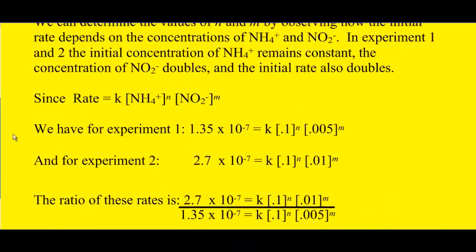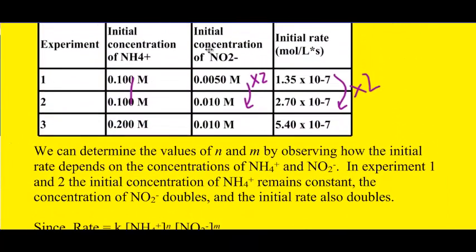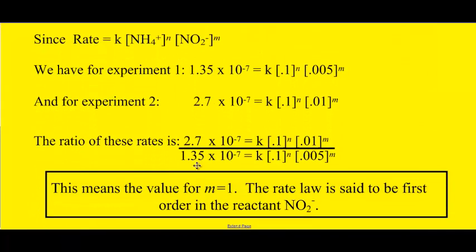Okay. What I've done is I just plugged in data. I took our rate law, and for experiment 1, I wrote the rate, which is 1.35, the concentration of NH4 and the concentration of NO2. I did the same thing for experiment 2, and then I compared. I did a ratio of 2 to 1. The reason I did experiment 2 over experiment 1 is because the rate's bigger. Okay, so now you're just going to do the math on these.